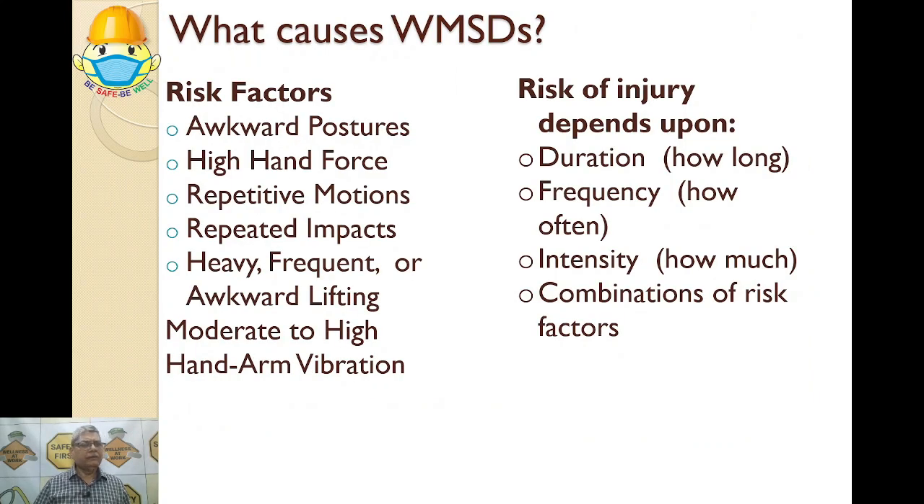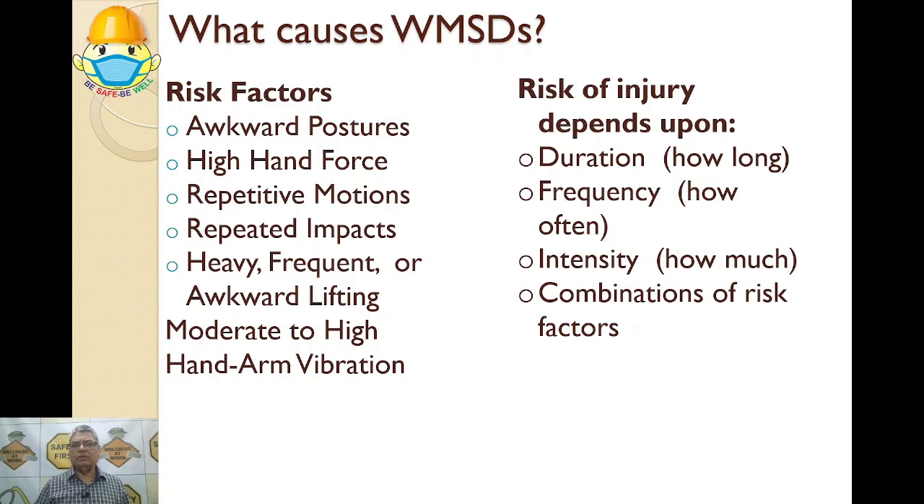Then causes, again we have discussed it in the third part: awkward position, high hand force, repetitive motion, repeated impacts, heavy, frequent or awkward lifting, moderate to high hand arm vibration. Repeated impacts, you can understand, if you are hammering, then there is an impact on your shoulder, and if you are repeatedly hammering, that means there is a repeated impact. Repetitive motion means you are doing the same movement again and again, continuously. High hand force means you are using your hand force to the maximum possible. Then there is vibration, when you are using a certain tool that vibrates. So these are the risk factors.